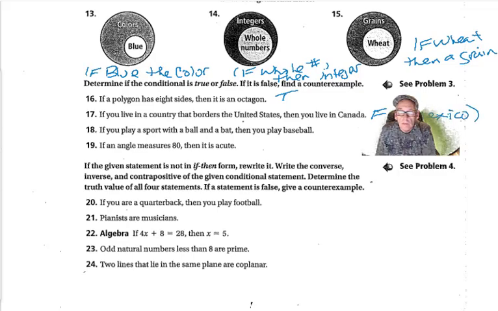If you play a sport with a bat and a ball, then you play baseball. Well, you could play, what is that? Ball and a bat. I want to say rugby, but I'm not sure. It could be rugby. So that's false. If an angle measures 80, then it's acute. That's true.